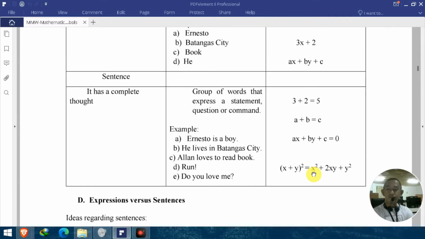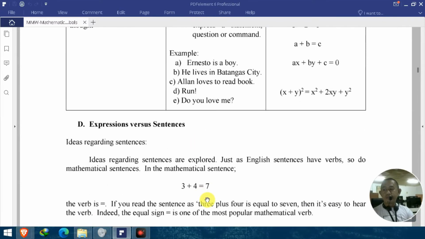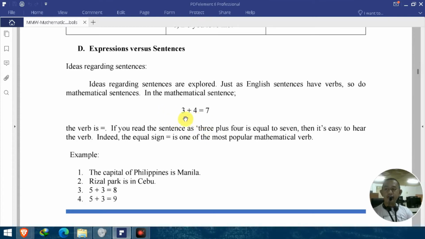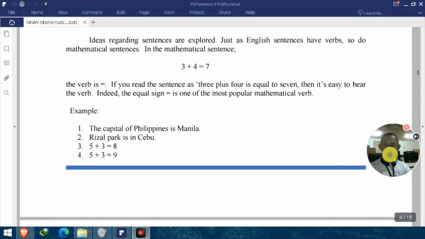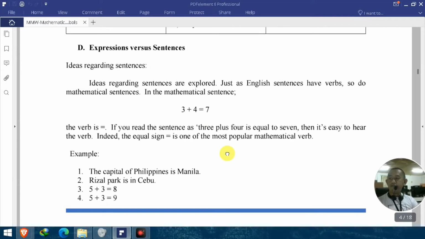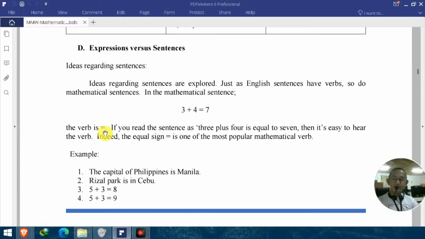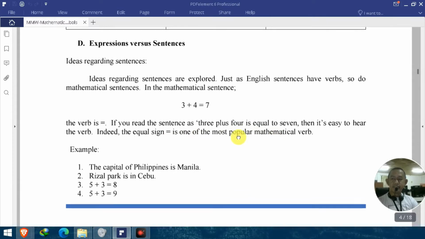That is an example of a mathematical sentence. It is complete. For example, on page 4 in your module, we have 3 plus 4. This is a mathematical sentence already. The equal sign gives the output. The operand is the plus sign. If you read the sentence, 3 plus 4 is equal to 7. The equal sign is the most important, or most popular, mathematical verb.